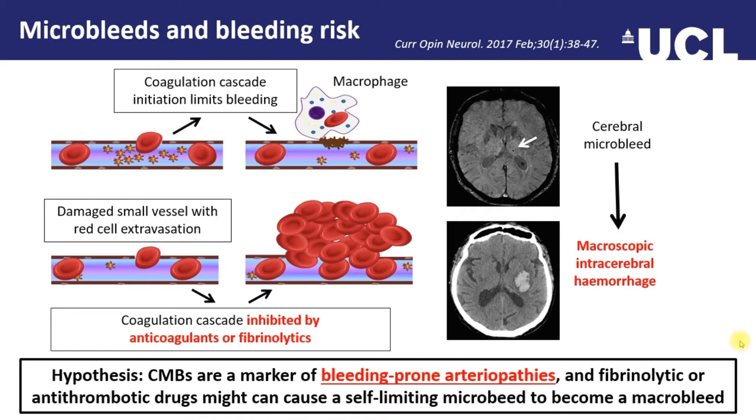So we hypothesize that microbleeds are a marker of bleeding-prone arteriopathies, which could help to predict this bleeding risk in clinical practice.